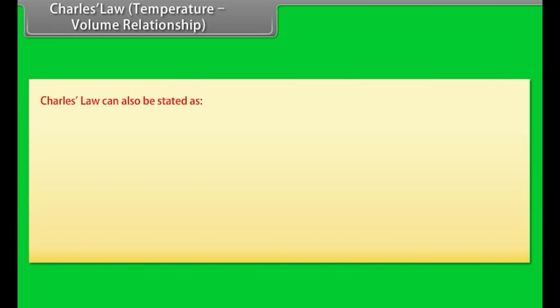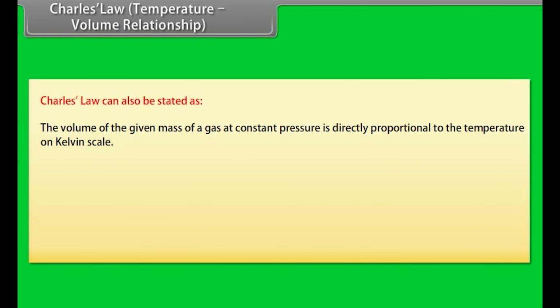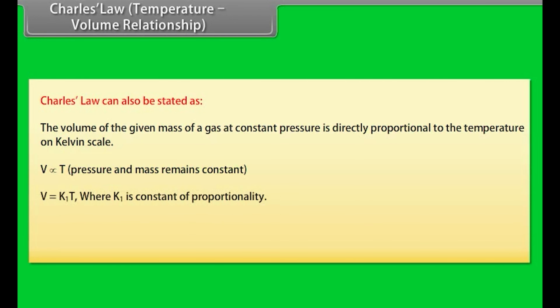Charles' law can also be stated as: the volume of a given mass of a gas at constant pressure is directly proportional to the temperature on the Kelvin scale. Volume is directly proportional to the temperature at constant pressure and mass. V = K1T, where K1 is the constant of proportionality.